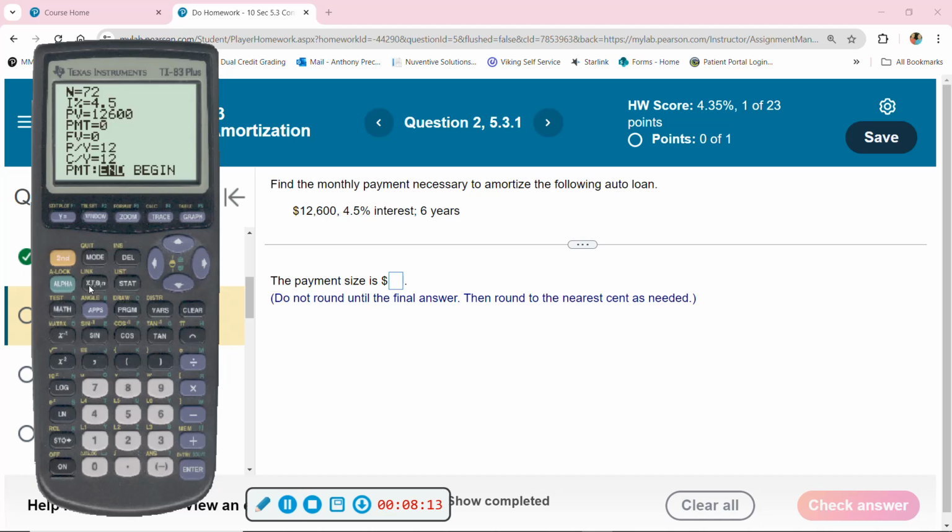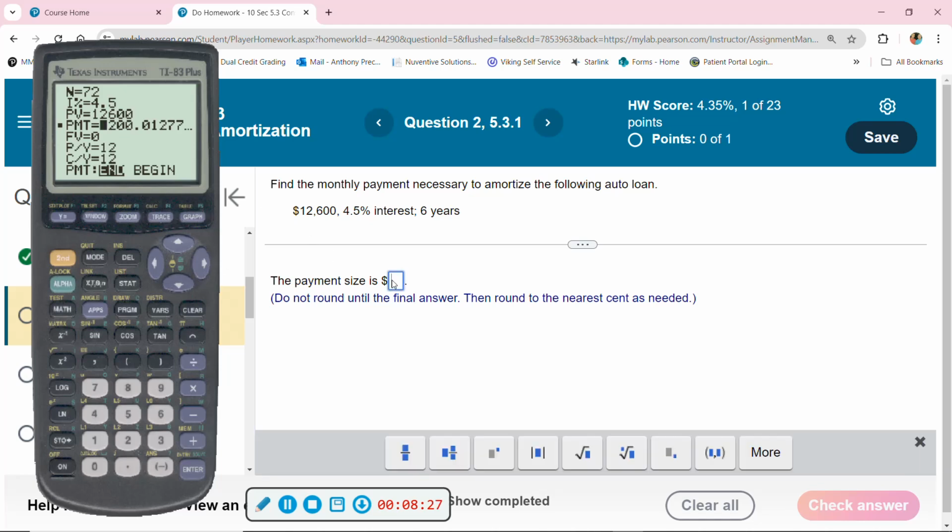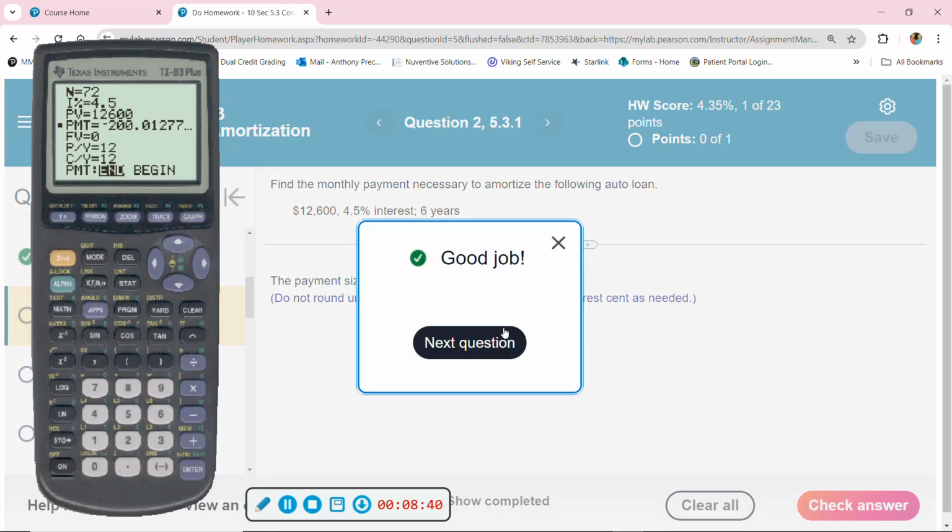To calculate that payment, alpha, enter. So what is that? Round to the nearest cent. Again, the calculator shows it as negative, but you don't enter the negative. You enter $200. And is that 1 cent? The digit after the 1 is a 2, so just drop all of that. Check our answer.